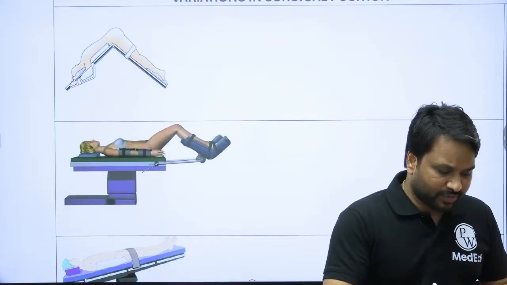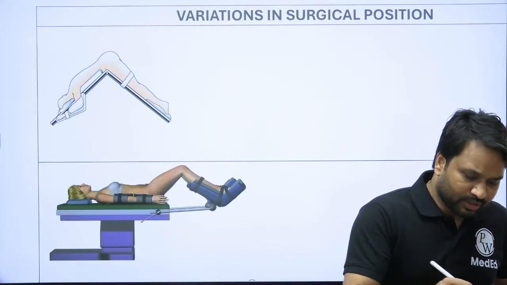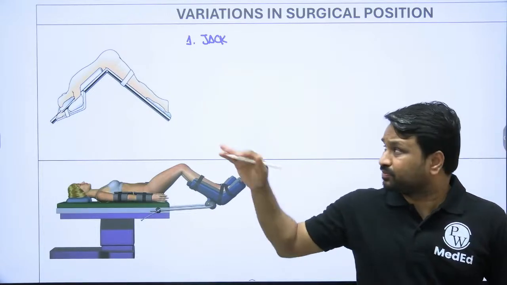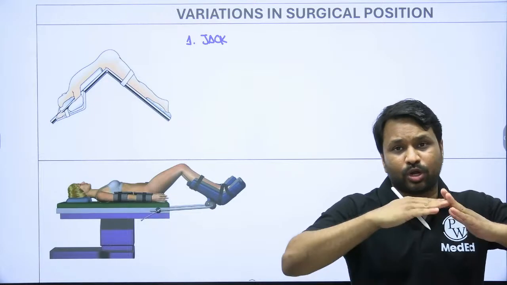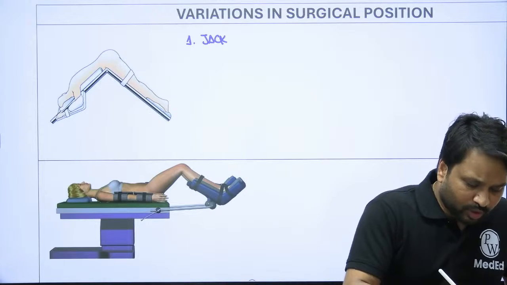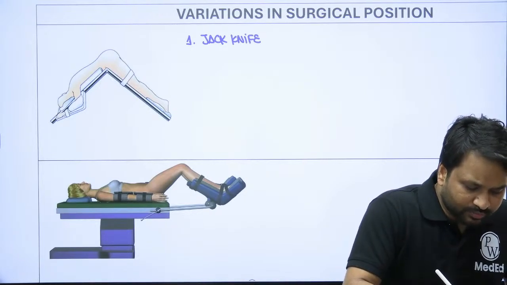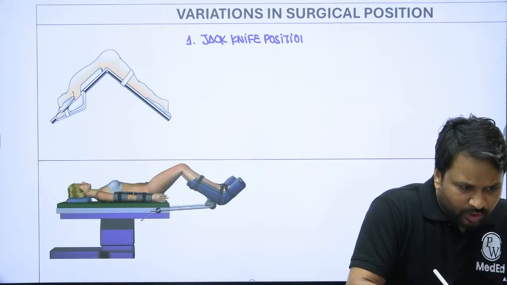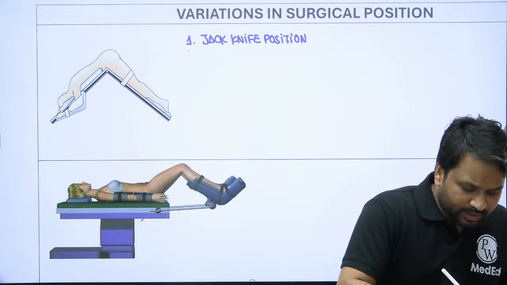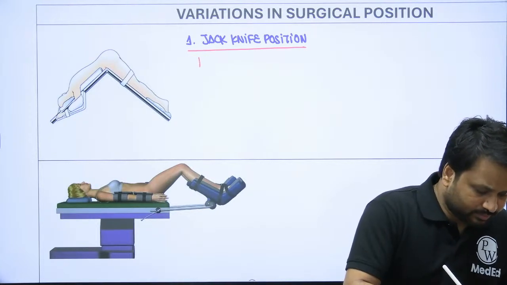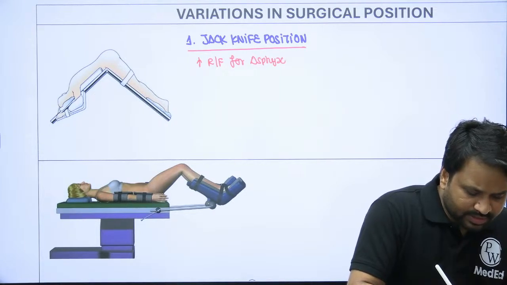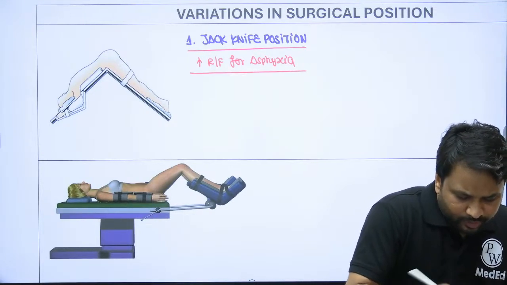Next goes to the variation of this. Now, can you identify this variation? The first variation that I'm showing you is a prone position, but now the table is broken so that the lower part gets extended for a better exposure. This is what we call the jackknife position. The problem with the jackknife is that it increases the risk for asphyxia, so it is not preferred now, right?